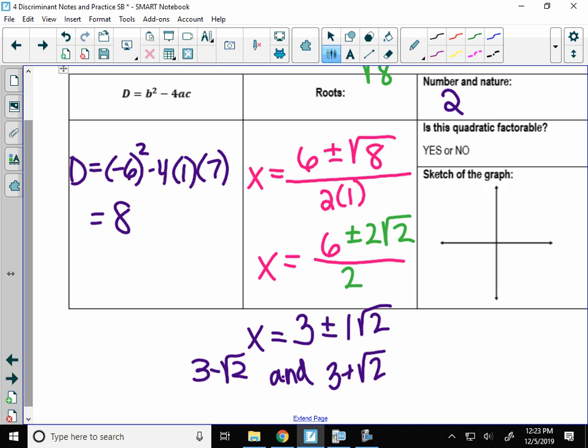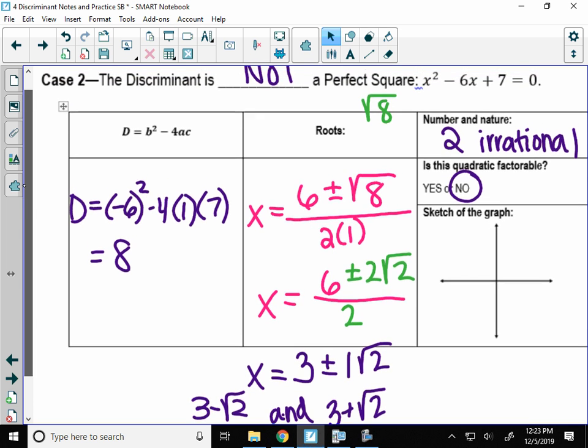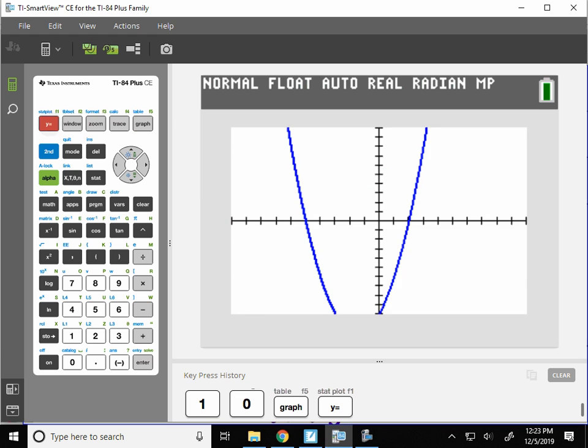What's their nature? Irrational. All right, so if my discriminant is just a positive number that is not a perfect square, I get 2 irrational roots. Can I factor a quadratic with 2 irrational roots? No. All right, let's sketch the graph for this one. So what is the quadratic? X squared minus 6x plus 7.